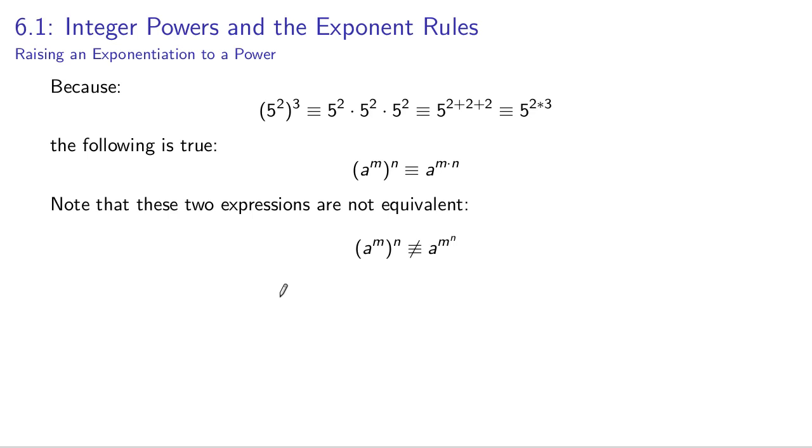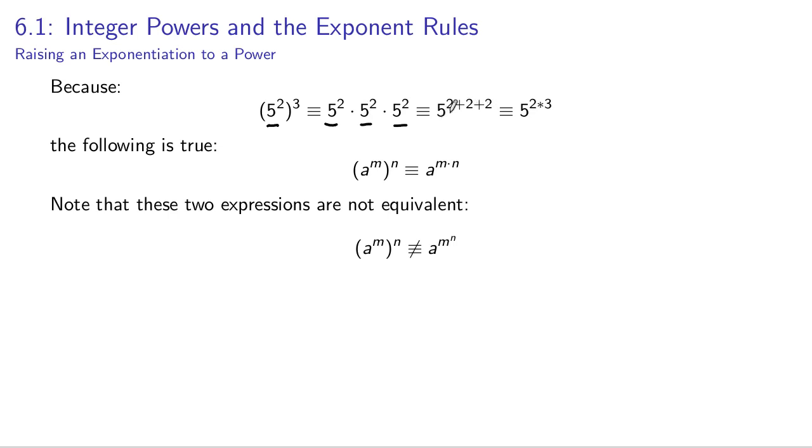So what happens if we take a power to a power? If we have 5 squared, all of that cubed, really this is raising the result of an exponentiation to another power. So 5 squared cubed is the same as multiplying 5 squared by itself 3 times. Then applying the rule where we have the same base, we add the exponents to combine 2 plus 2 plus 2.